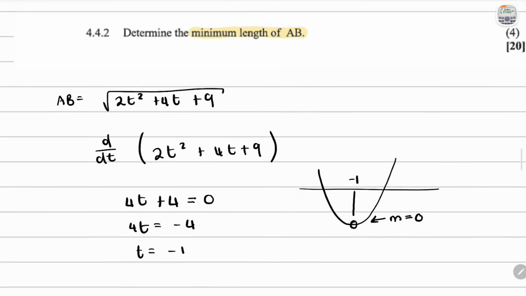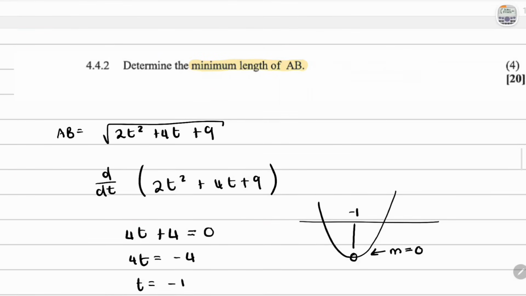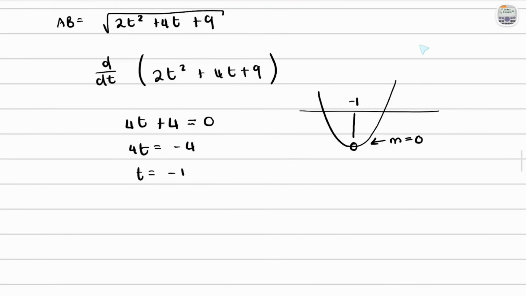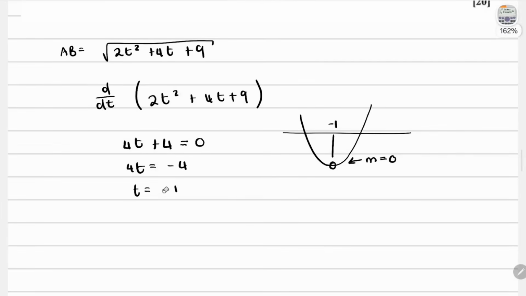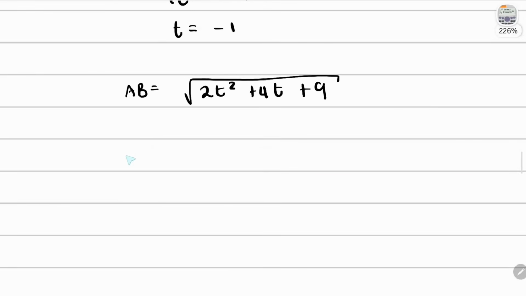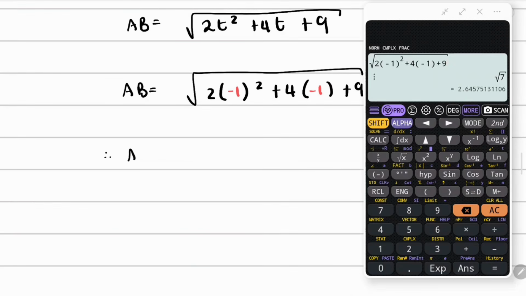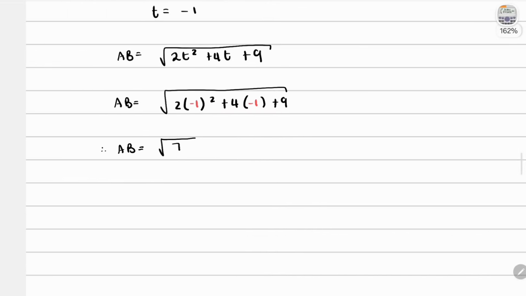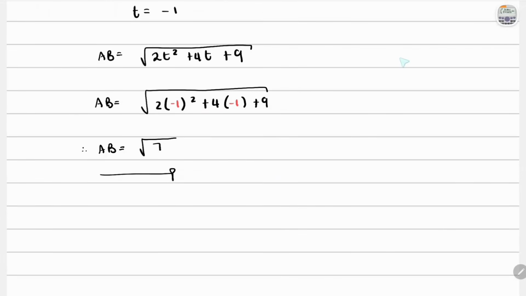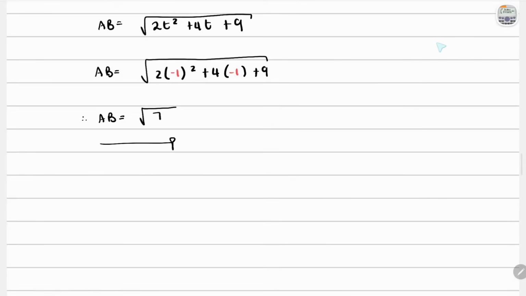And now we actually have to find the y value because they specifically want the minimum length itself, not the value at which it will be a minimum. So to find that minimum length, we simply substitute this value of t into the equation of the length of AB. Okay, so this is going to be AB is equal to, and we'll substitute negative 1 in place of t. And the minimum length of AB is therefore equal to the square root of 7 units. And that is our answer. Okay, and that is it for question 4.